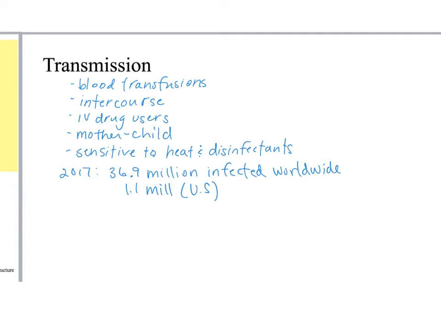But like I said, we've made a lot of progress. In 2005, there were 5 million new cases worldwide. Now, 2018, 1.7 million new cases. So the infection rate is slowing way down. In 2005, we had 3 million deaths. In 2018, we only had 770,000 deaths. So we are making progress.